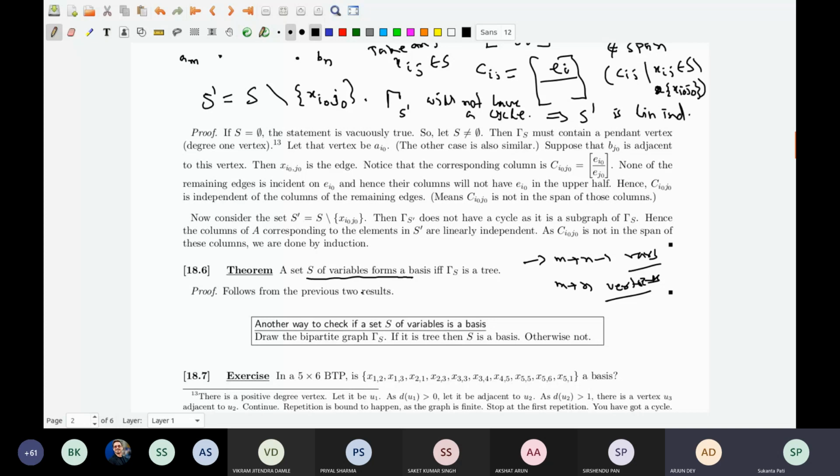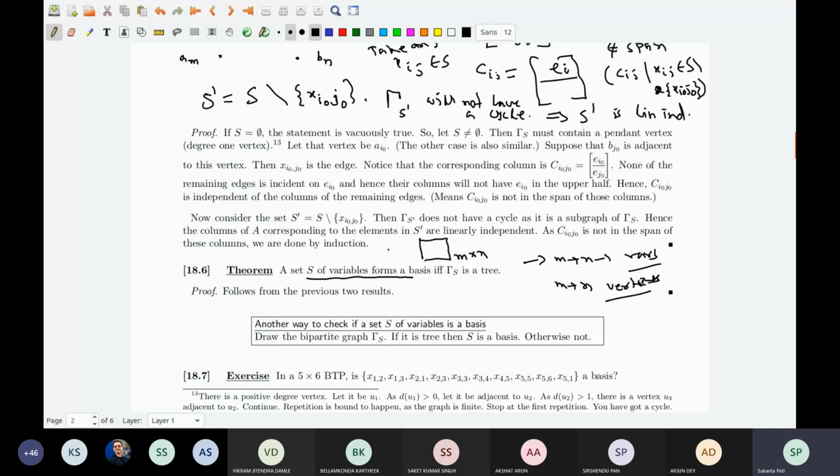18.6, yeah. Are you able to see 18.6 now? A set of variables forms a basis. Basis for what? For our transportation problem. So what is the transportation problem? Now our transportation problem is the general m by n transportation problem.